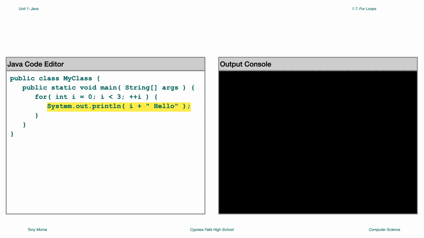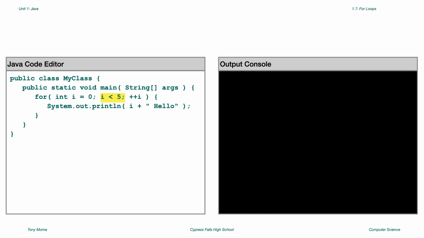When this for loop executes, first 0 hello gets printed out, since 0 is the initial value of i. Then 1 hello gets printed out, since 1 is the next value. Then 2 hello gets printed out, and then that ends the for loop, because after that iteration, i becomes equal to 3, at which point the loop condition is false, since 3 is not less than 3.